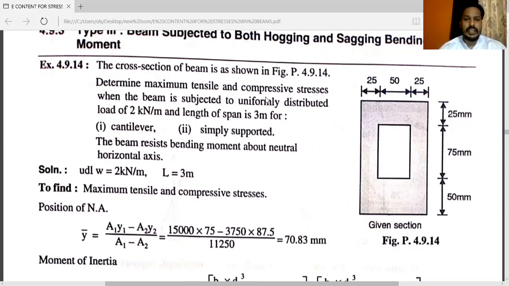Determine the maximum tensile and compressive stresses when the beam is subjected to uniformly distributed load of 2 kN per meter and length of span is 3 meter. The first condition given is cantilever. Another condition is simply supported. The beam resists bending moment about neutral horizontal axis.